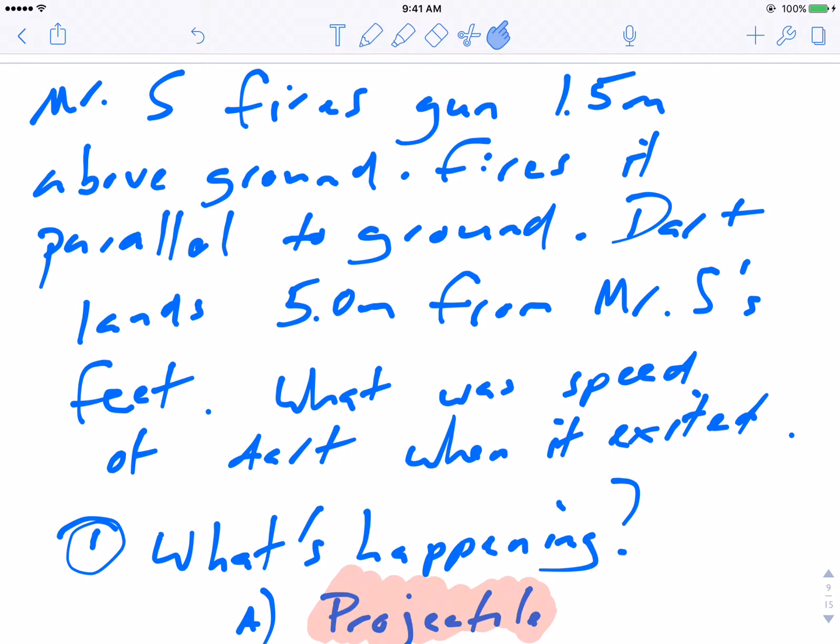Alright, for video number 1 here, I'm just going to finish up this problem from class yesterday dealing with a horizontally fired dart. So I'm firing the gun from 1.5 meters above the ground. We're firing it parallel to the ground, and the dart landed 5 meters from my feet. And the question was, what was the speed of the dart when it exited the dart gun?